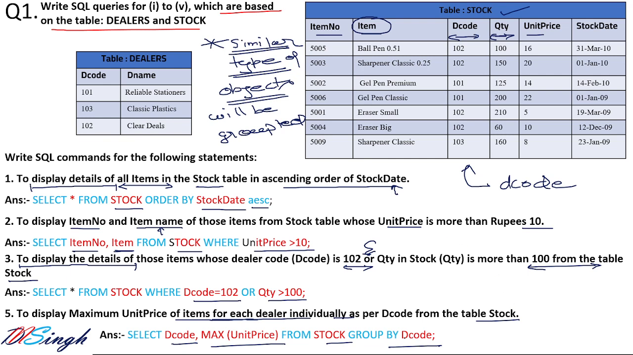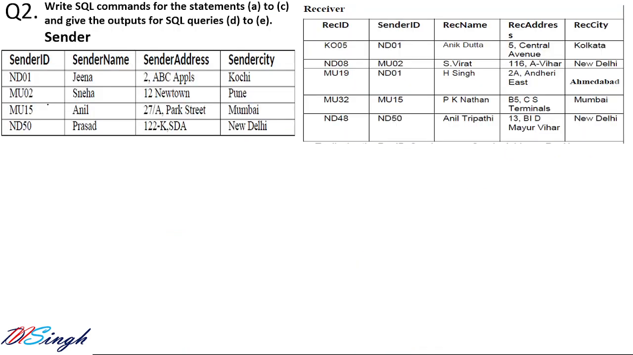To understand where to put group by, what is the trick? If you have the word for each in your question, then you are going to use the group by clause. Order the result, which clause? Order by. Where clause is used for specifying condition. So that's it for this question. Let us move to the next one.